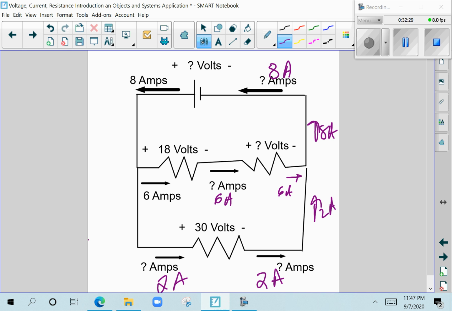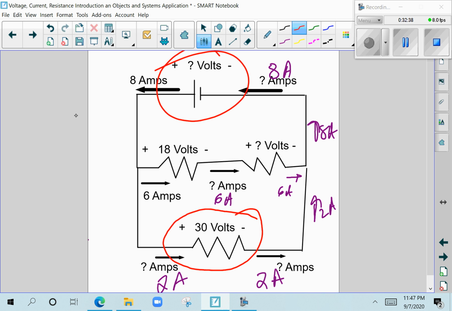Now let's take a look at voltages. This one guy got 30 volts. All of that comes from the battery. So what must the voltage of the battery be? It has to be 30. Because this resistor down here gets everything the battery has to offer in a single shipment. So that's going to be 30.